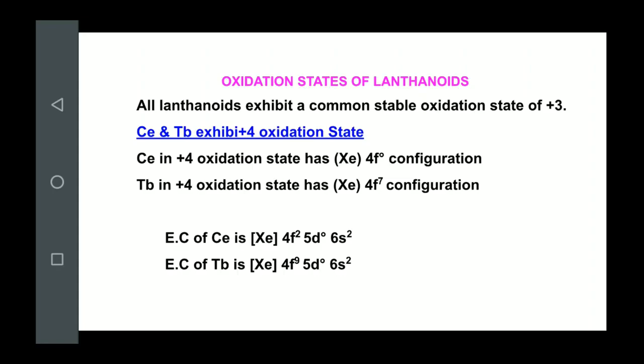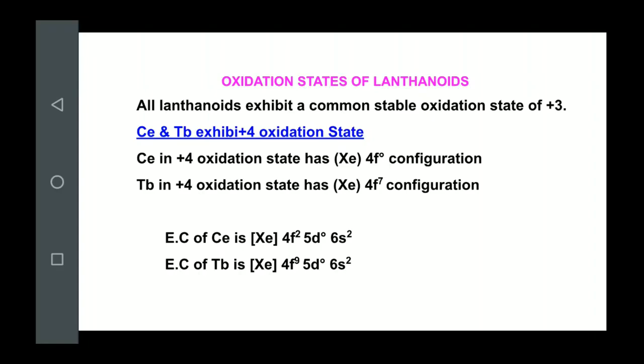Now look at their general electronic configuration first. The electronic configuration of cerium is given as xenon 4f2 5d0 6s2. Now if cerium loses 4 electrons, the electrons will go from the 6s orbital and the 4f orbital. So when cerium does that, it will have an empty 6s orbital and an empty 4f orbital also. So they are going to have empty orbitals in the +4 oxidation state. That is why they will form a stable ion or a compound, whatever they are going to form. They will be stable in the +4 oxidation state.